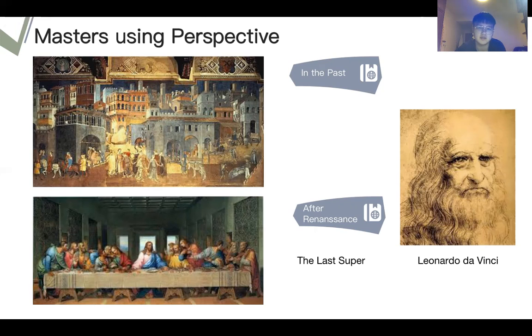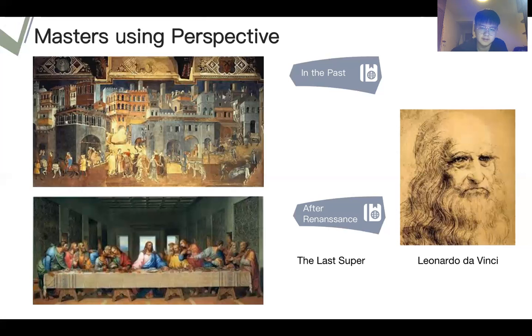The picture on the bottom is a famous painting by Leonardo da Vinci, called The Last Supper. Observing this picture, we can find that the paintings on the left wall and the paintings on the right wall are actually the same size. But if we line up these sides of the paintings, we can find out that they vanish at the same point, which is behind Jesus, the window.